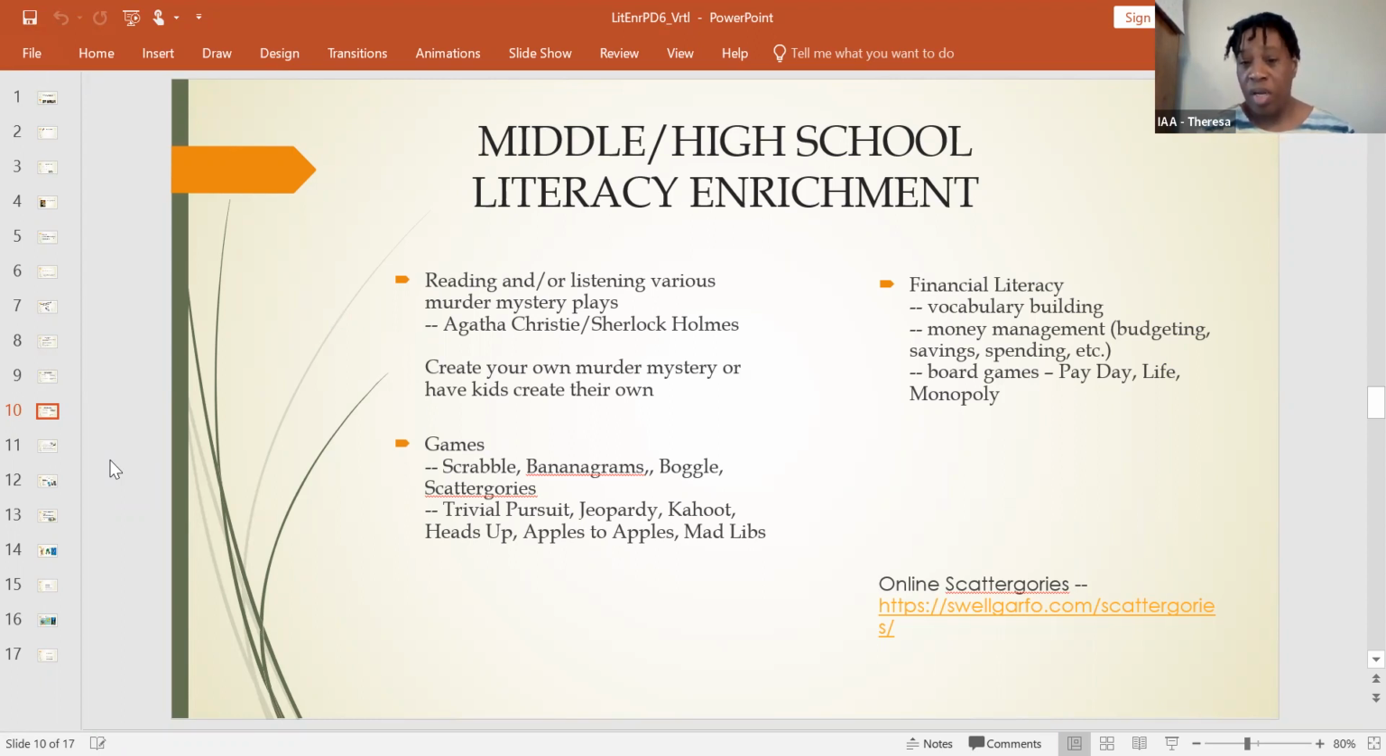And then we have board games that are out there that also help with financial literacy that make things fun, like Payday, Life, and Monopoly. I love Payday. Love, love, love Payday. That's actually a pretty cool game to play. Any thoughts or ideas on these 2 slides?